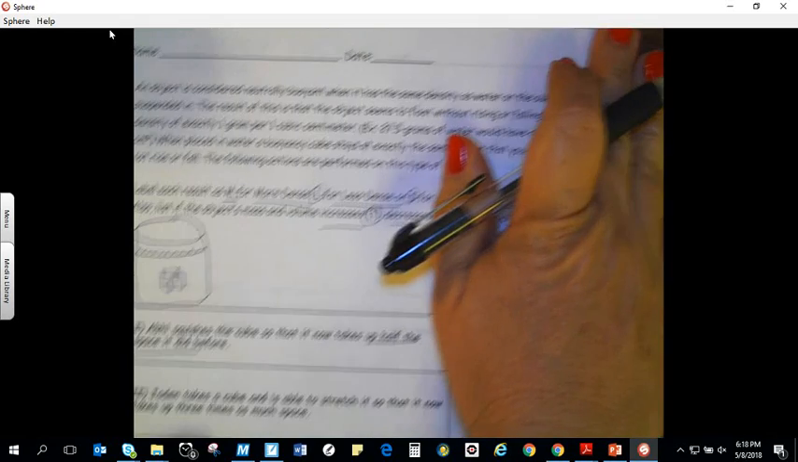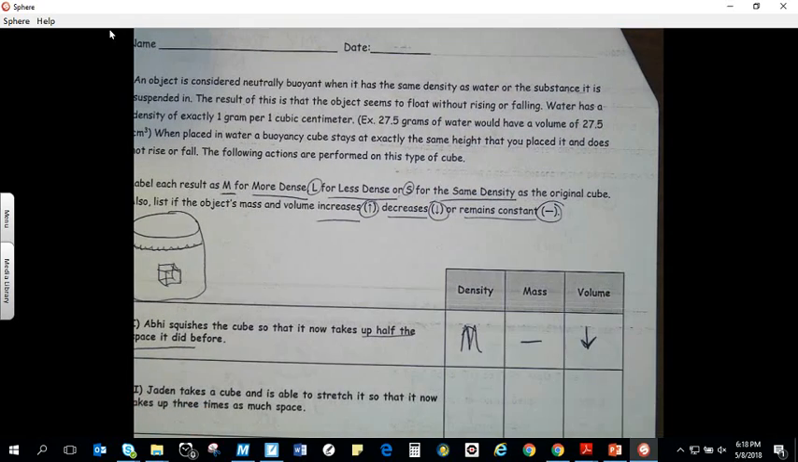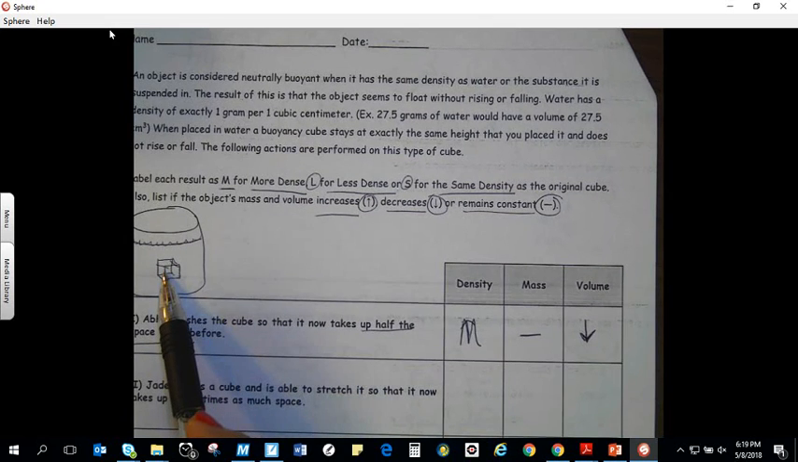All right, this one here, we were talking about buoyancy. So we covered density. And so if we took a cube, an object is considered neutrally buoyant when it has the same density as water or the substance it is suspended in. So it doesn't sink, it doesn't float to the top, it stays in the middle, just like here. The result of this is that the object seems to float without rising or falling.